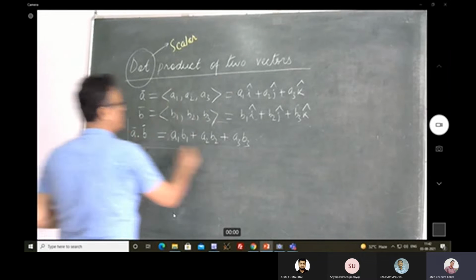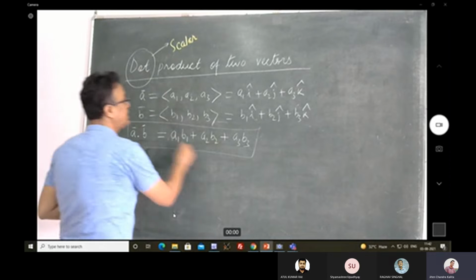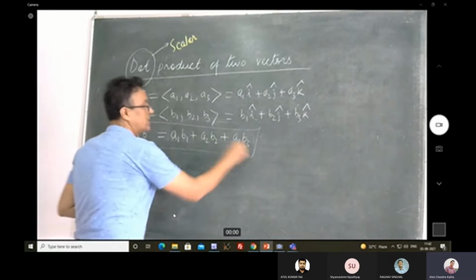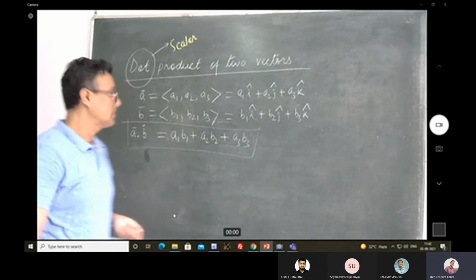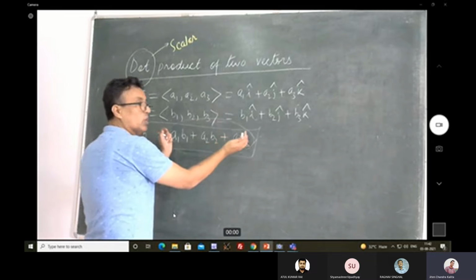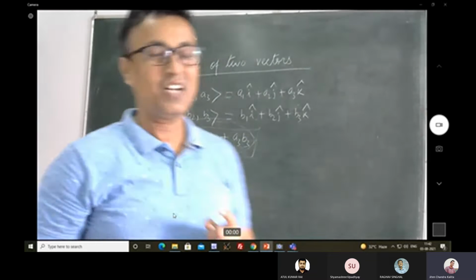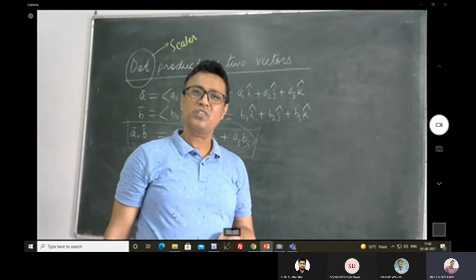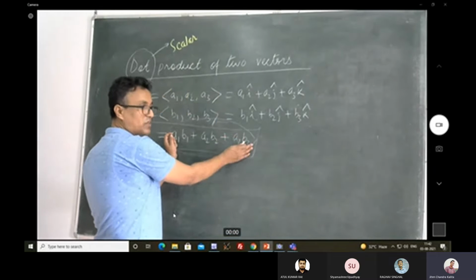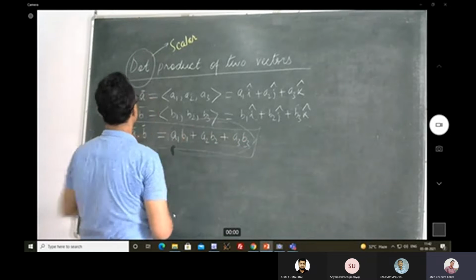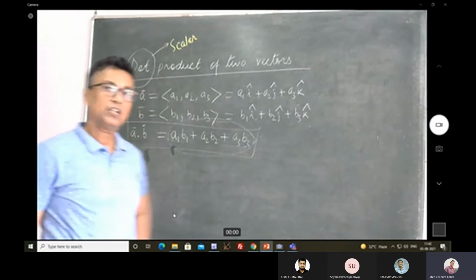So now from this expression, you can see that if all those A's and B's are real numbers, it is again a real number, right? So eventually you get only a scalar. Remember, I don't think I have defined scalars earlier. Scalars are nothing but physical quantities which have only magnitude. They don't have any direction. So that is why I'm defining it as a scalar. That is why the dot product of two vectors is also defined as the scalar product of two vectors.